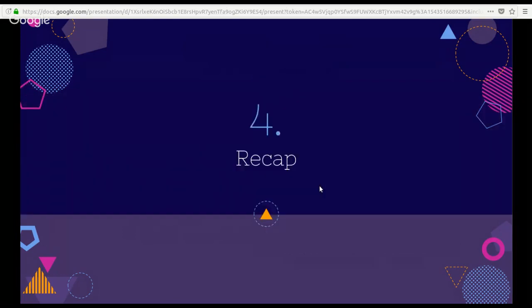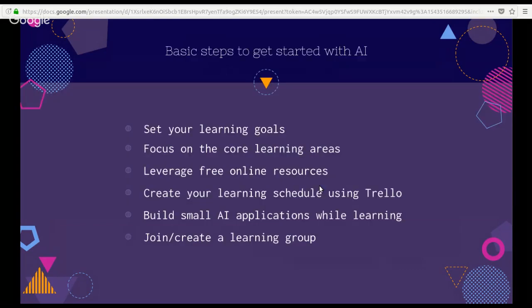Cool. So now we are at the end of this session. So let's have a quick look at all of the steps that we went through.